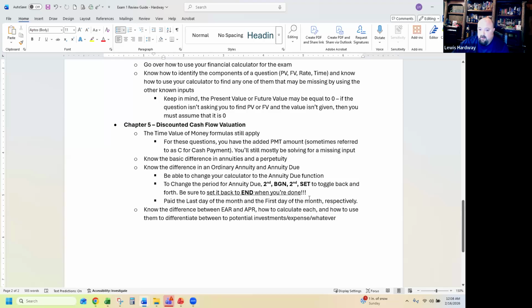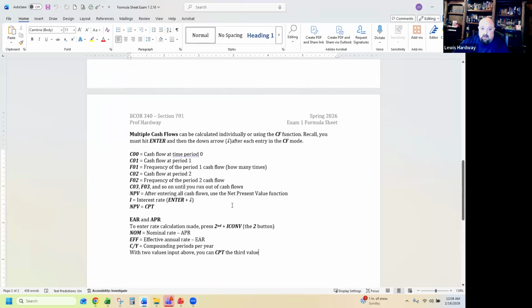And then they paid the last day versus the first day is ordinary versus annuity due. And then knowing the difference between the EAR and APR and how to calculate them. We covered that on Friday. So that's the last thing from chapter 5 that you want to know. Now, first, let me save this. Now, let me pull up the formula sheet.